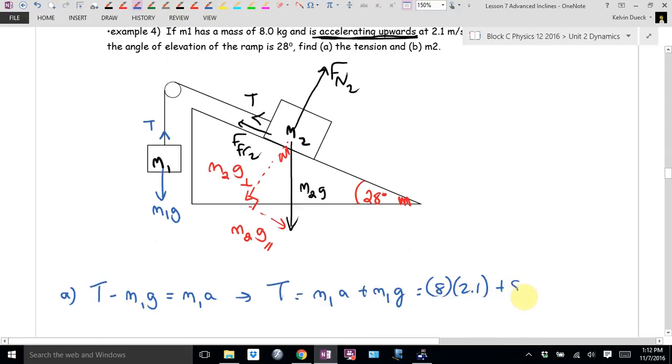2.1 plus 8 times 9.8. You know what? That I should be able to do in my head. Factor out an 8. 9.8 plus 2.1 is going to be 11.9. It's going to be 88 plus 7.2. 95.2? Yep. There we go. A little worried there.